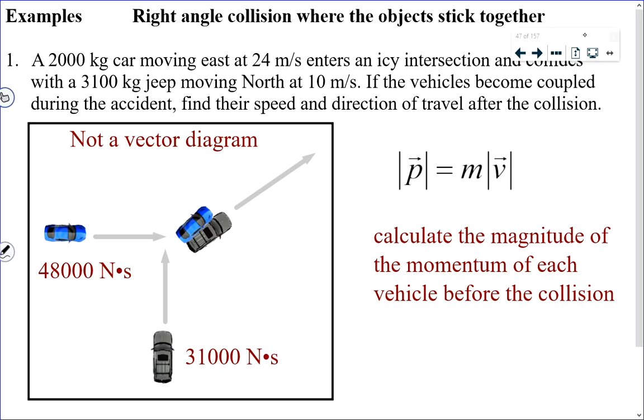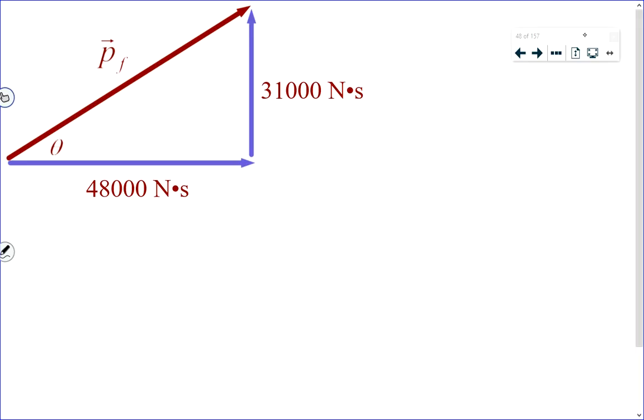This is not a vector diagram, but what we want to do with it is turn it into a vector diagram. What I've got drawn here, and just hold off on drawing it and instead listen to what I'm telling you, is that those two bluish vectors are each momentum before the collision. The 48,000 newton seconds is the momentum before the collision, east, of the car, and the 31,000 newton seconds north is the momentum of the Jeep.